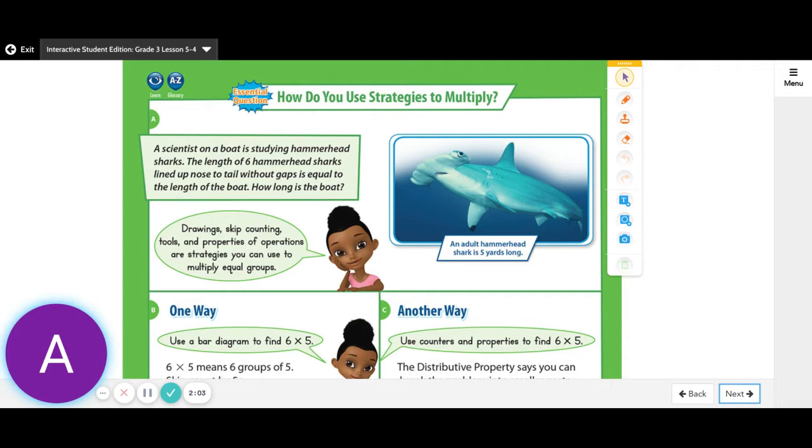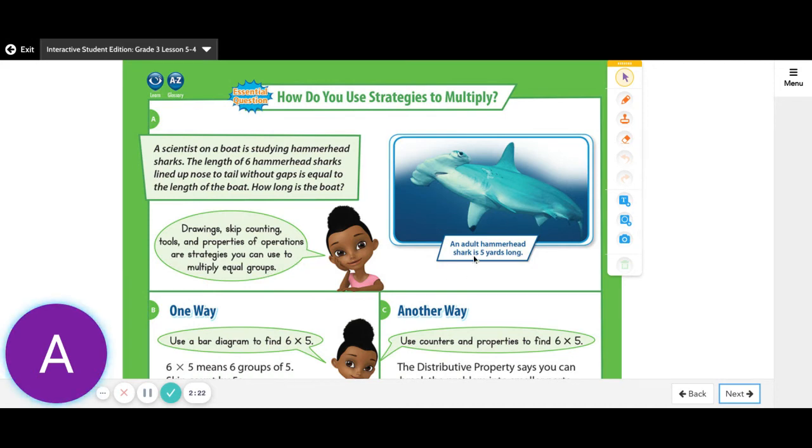Here's another example using sharks. A scientist on a boat is studying hammerhead sharks. The length of 6 hammerhead sharks lined up nose to tail without gaps is equal to the length of a boat. How long is the boat? We can use drawing, skip counting, tools and properties, operations, and strategies to solve this.